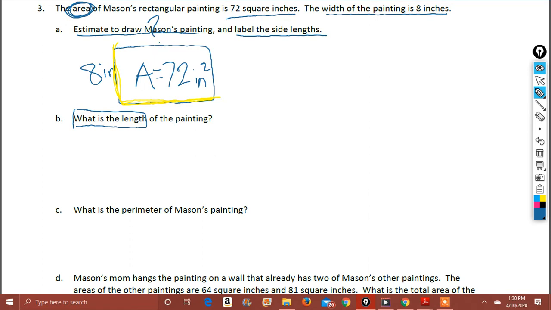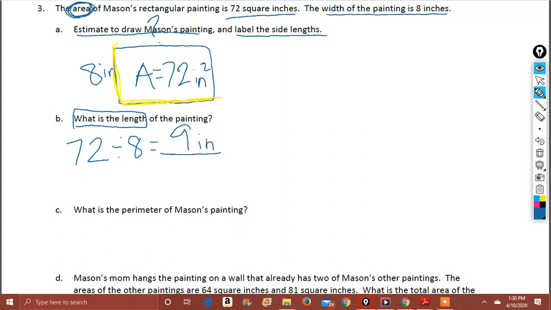So the opposite of multiplication would be division. When we divide, we start with our biggest number. So we're going to start with the area. The area is 72 square inches, and we're going to divide it by 8 because that is the side length that we know. And then the number that we get, our quotient here, is going to tell us the length of the painting. 72 divided by 8 is 9. So the length of the painting is 9 inches.